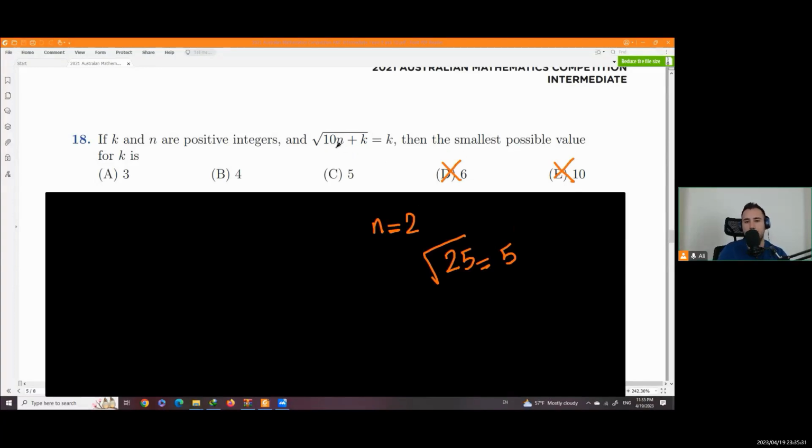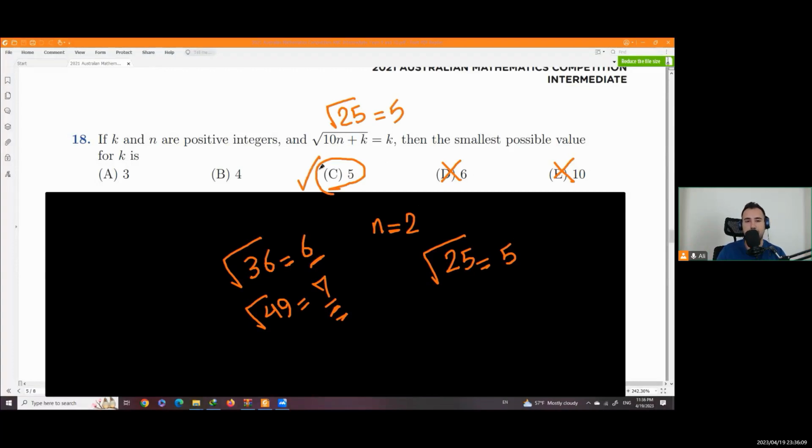So let's try a few more. If this is 3, well, 36 will work if k is 6. But this one will get larger and larger. So the next one, let's see, even if it's 49, then the value of k becomes 7. It's growing. So there's no way that we could come up with something smaller than the 5 that we already got. So the smallest value for k is coming from 25 being squared, creating 5 again. So k would be 5.